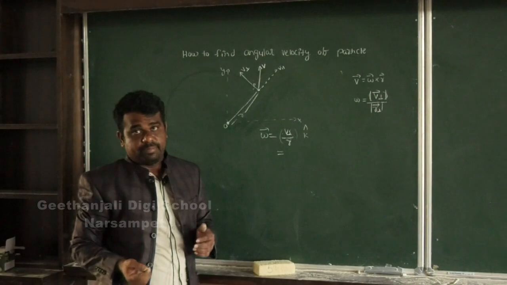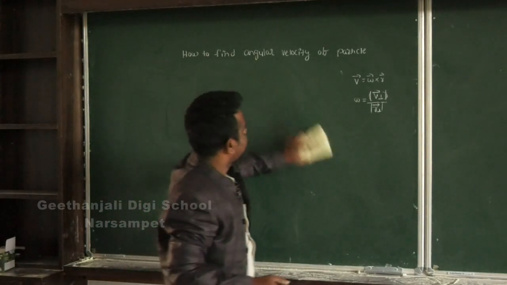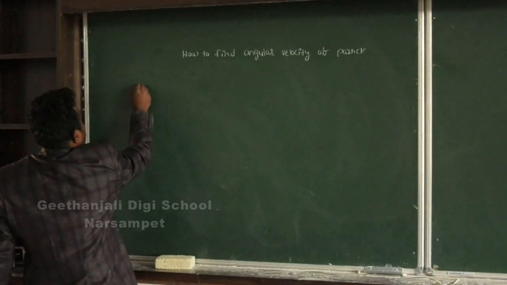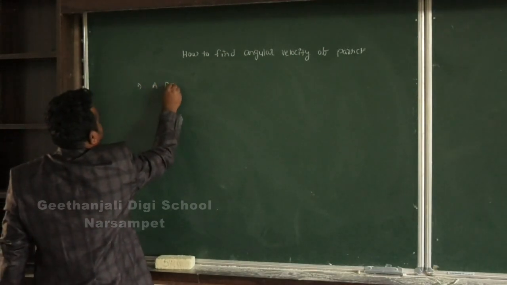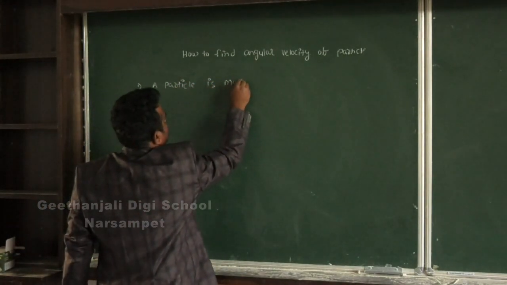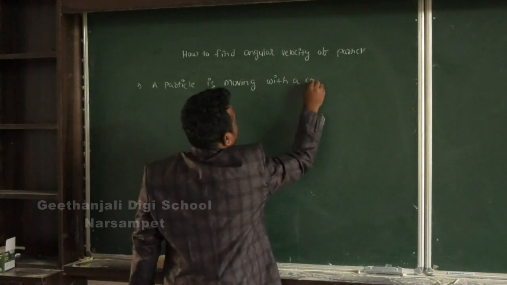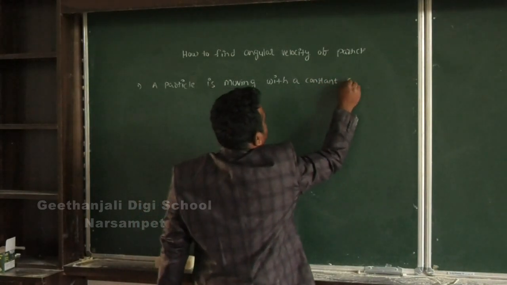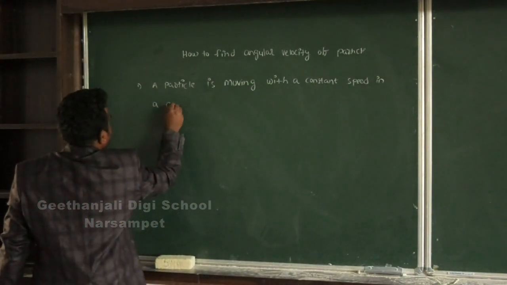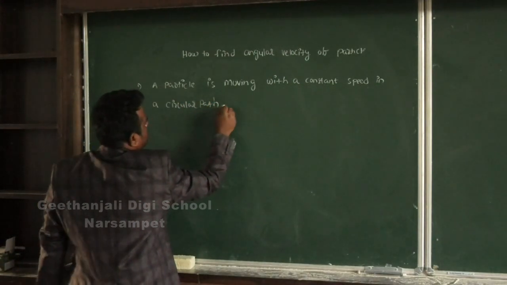Let us find one more example. The example is: a particle is moving with a constant speed in a circular path, as shown in the figure.